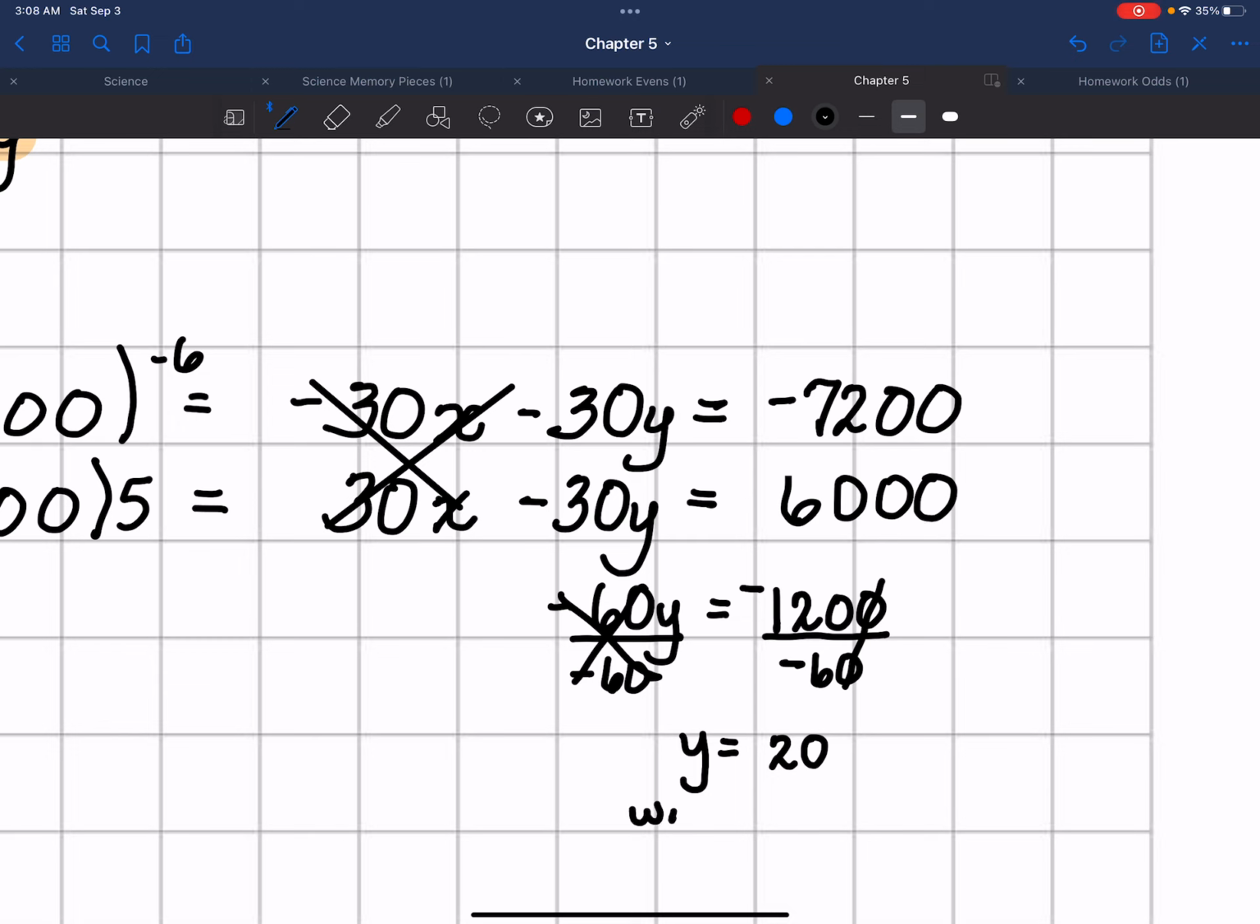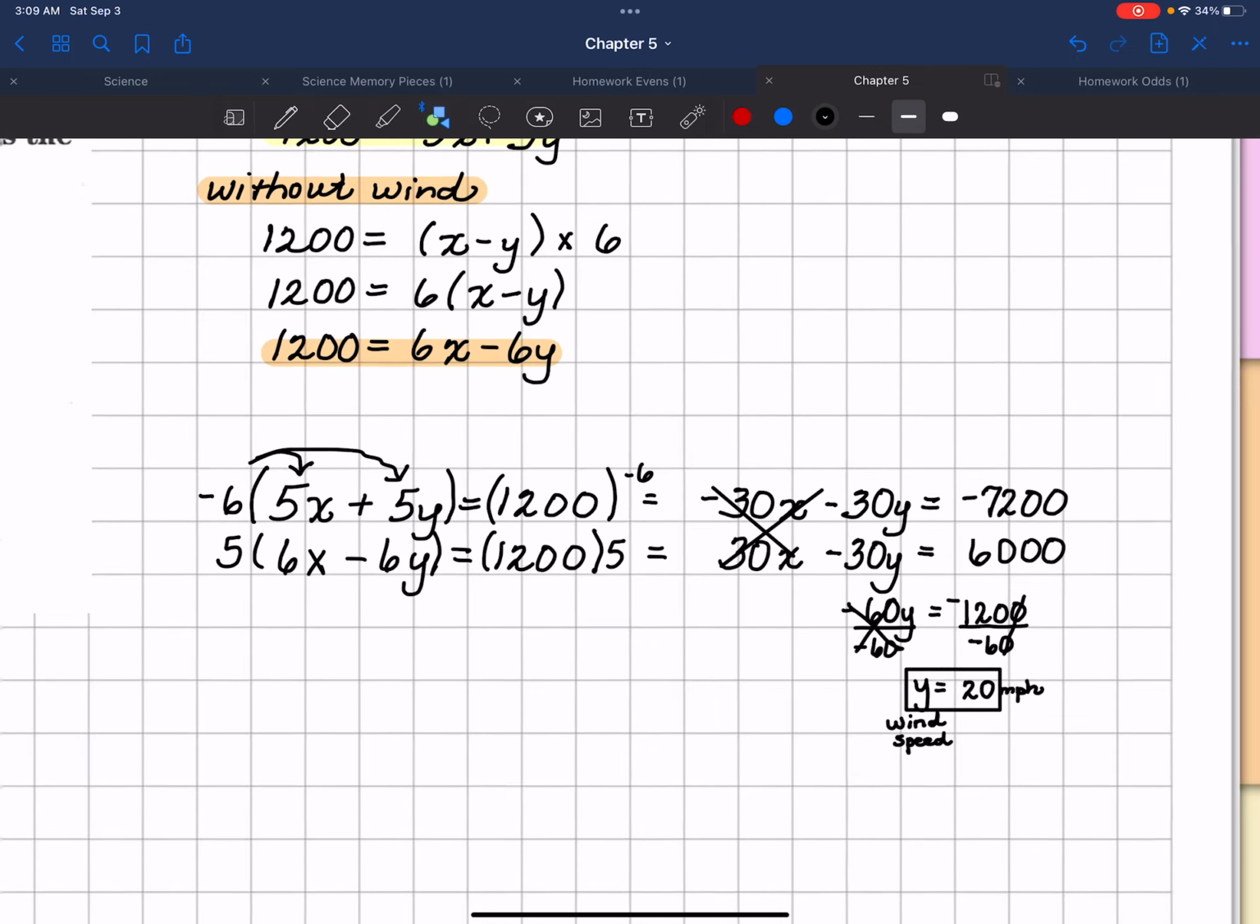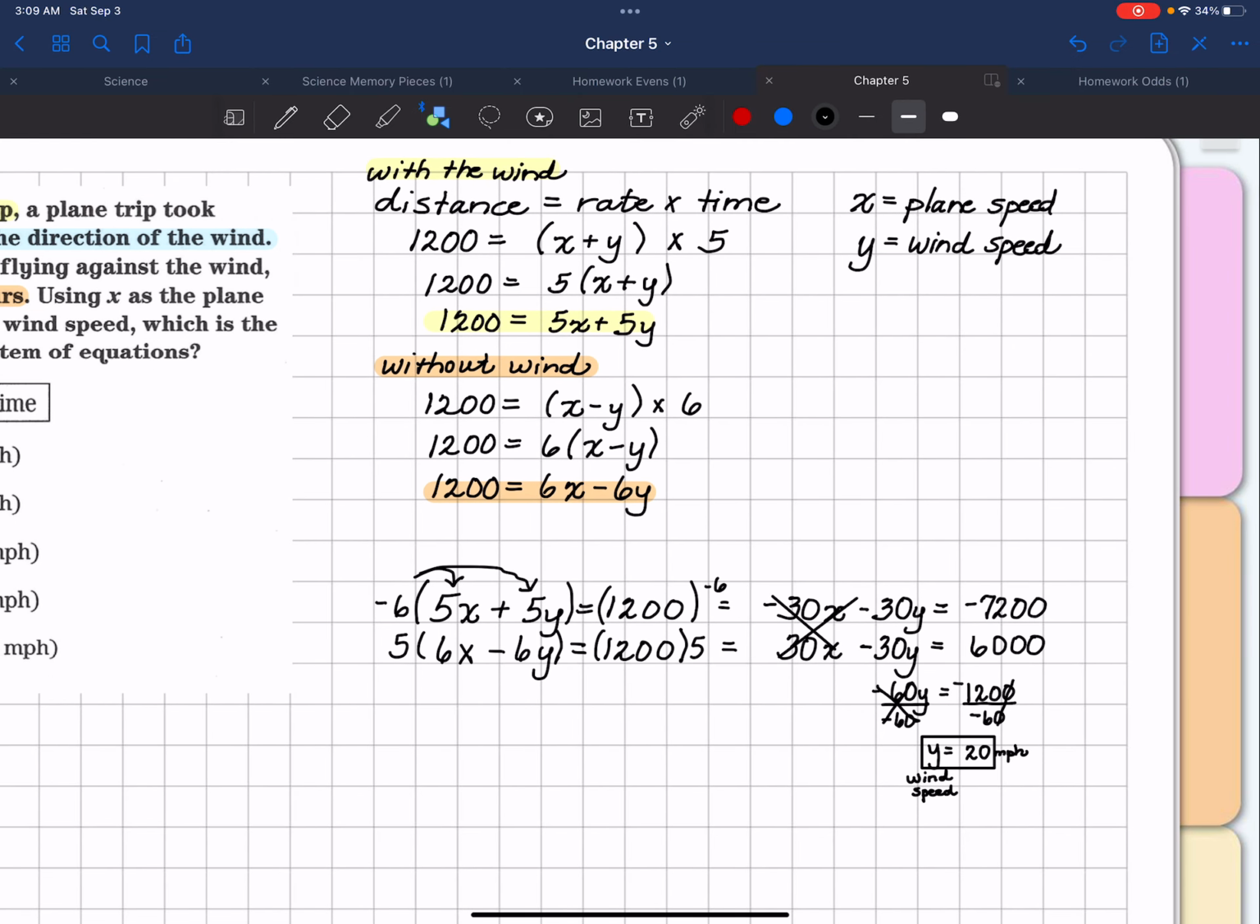And remember, y is the wind speed. So the wind speed is 20 miles an hour. And then we need to calculate the plane speed. How fast is our little plane going, or big plane? I suspect it's a little one, though. Okay, let's do either equation. It doesn't matter. I think I'll change color just because I don't want to get all tripped up here. So 1200 equals 5x plus 5y.